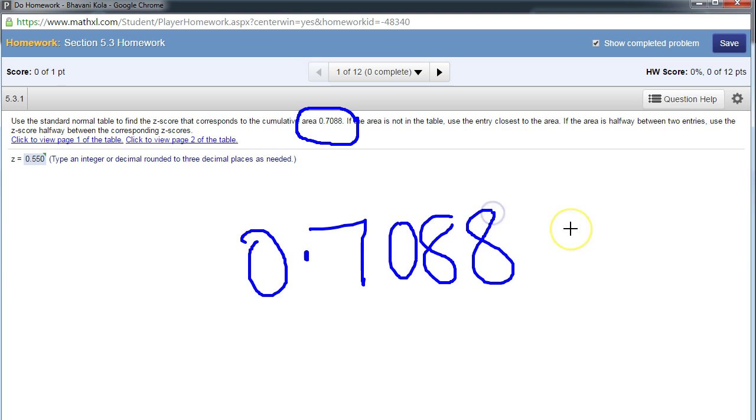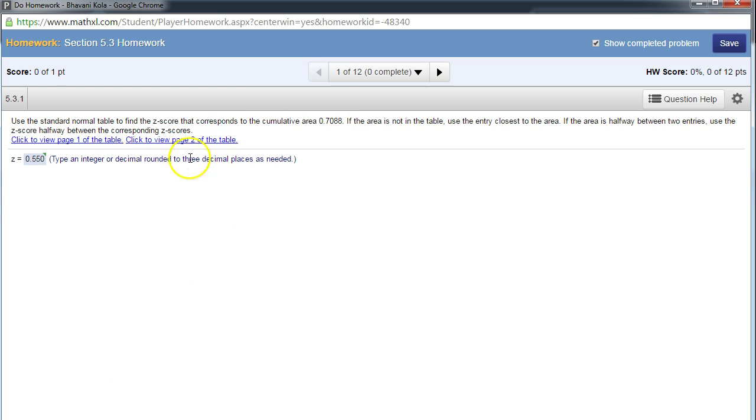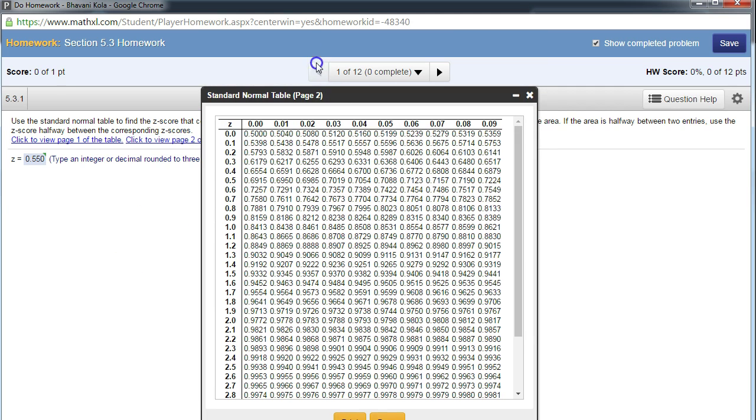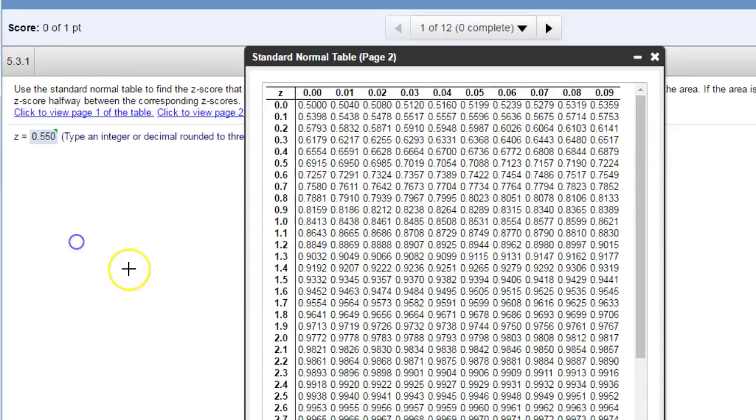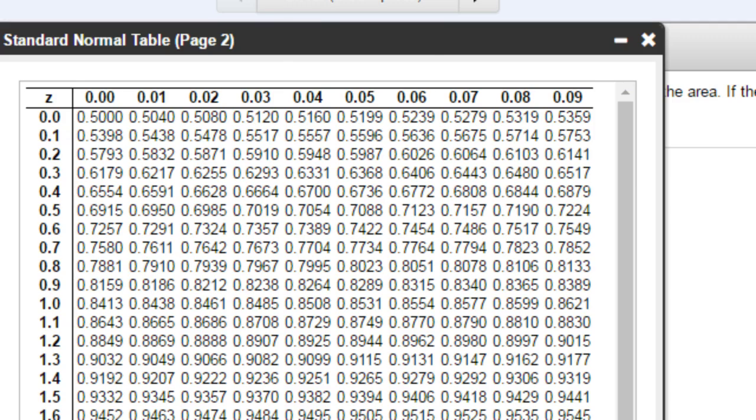0.7088. So I'm going to show you two methods here. First, I'm going to use the table, and then I'm going to show you using StatCrunch. So let me open up the table here. I don't think I can maximize this table, but let me try something really quick. Okay, that did not work. So when I look at my table here, I'm looking for 0.7088. So let me change it to a box here.